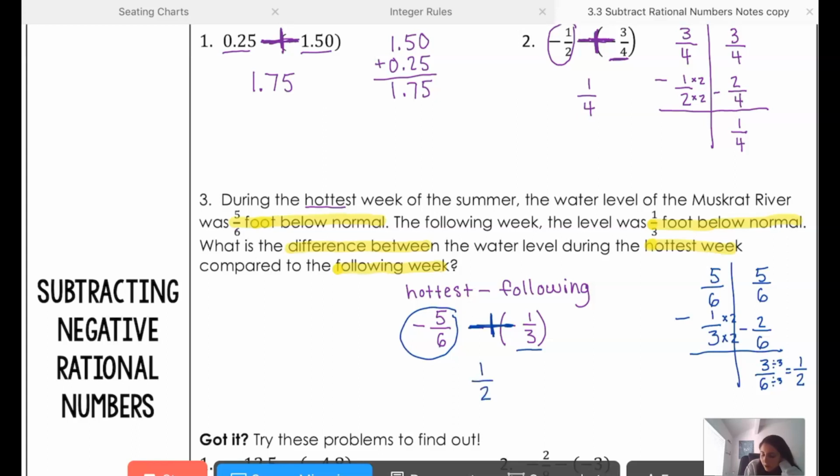And our larger number is 5/6, which is negative, so our answer is negative. So the difference between the water level during the hottest week compared to the following week is negative 1/2 foot below normal. All right. Negative 1/2 foot below normal.